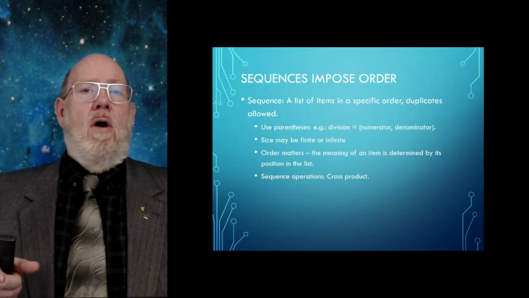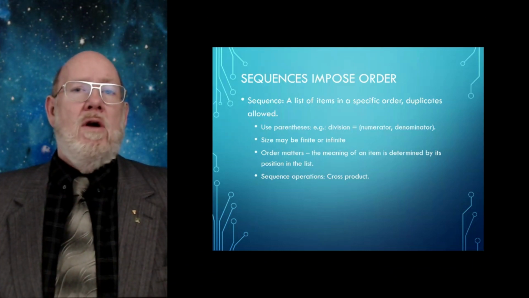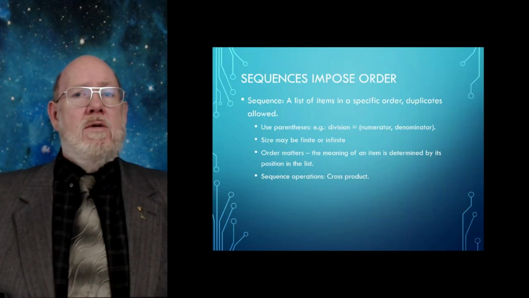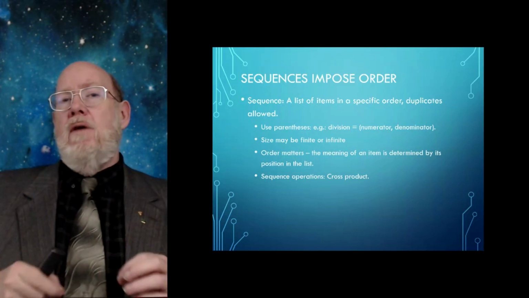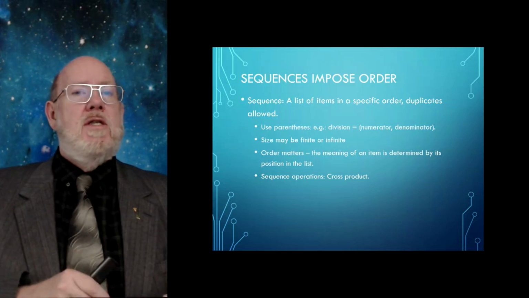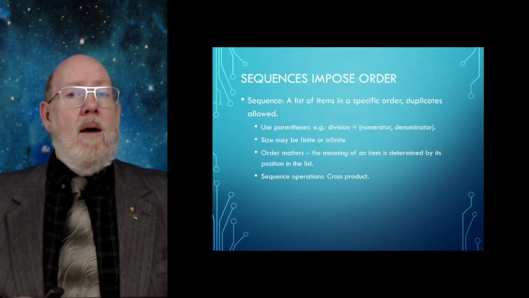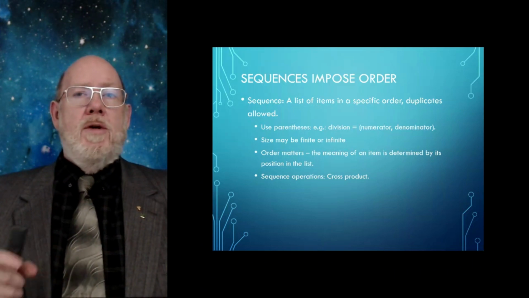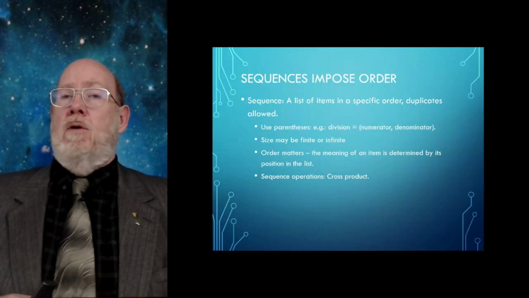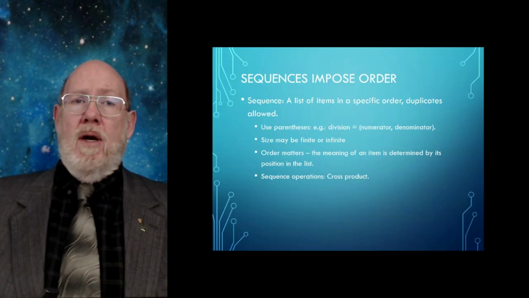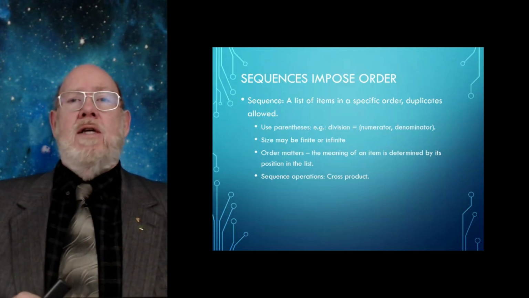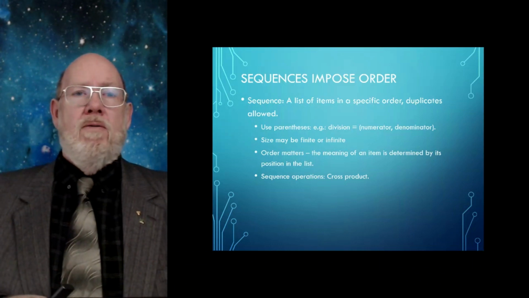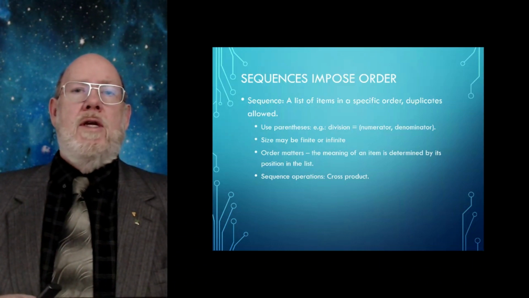In this course, almost all of the sequences that we're going to work with are going to be finite in length. As indicated, the order of a sequence matters. That's because the meaning of an item is often determined by its position in the list. The meaning of a denominator is different than the meaning of the numerator. We only have one particular operation that we're going to use to operate on most sequences, and that's the cross product. There are also particular kinds of sequences, such as strings, that will have other operations that we can perform on them, but we'll talk about those when we need to.